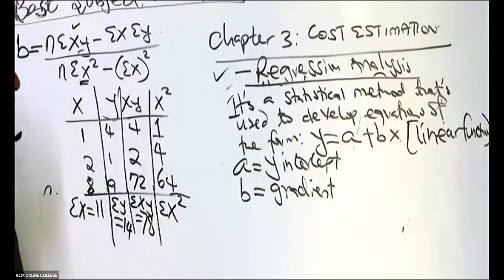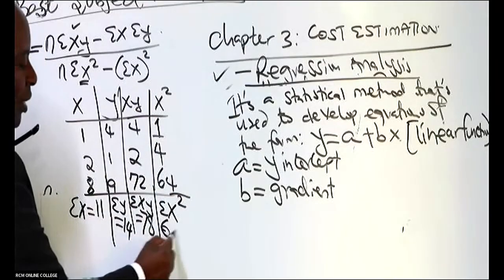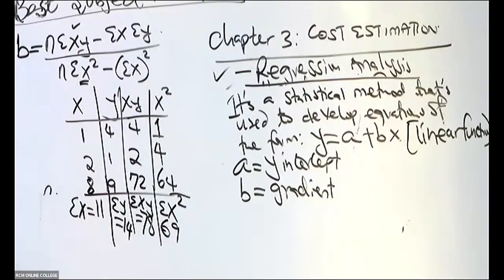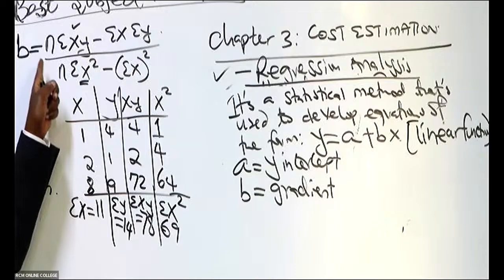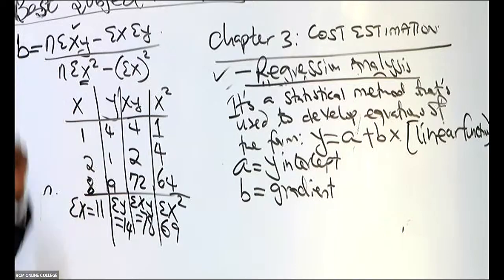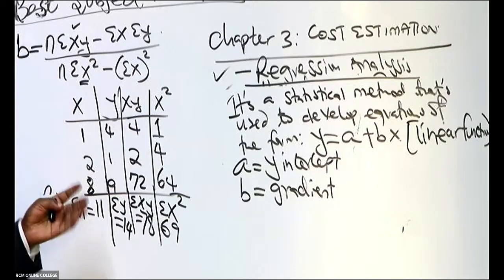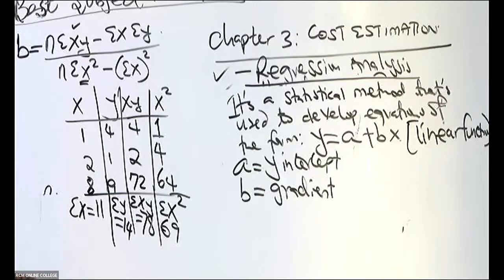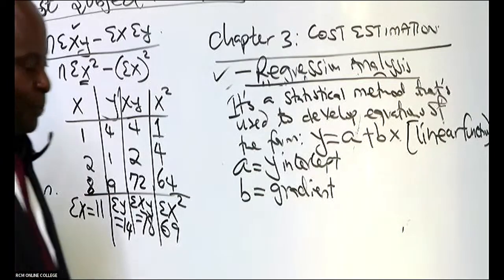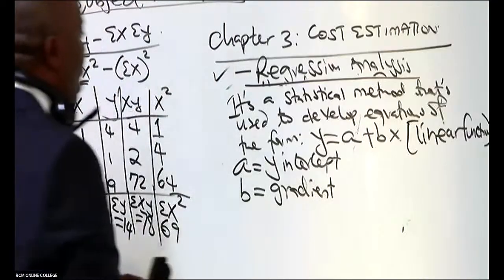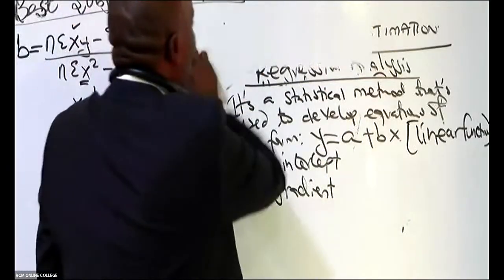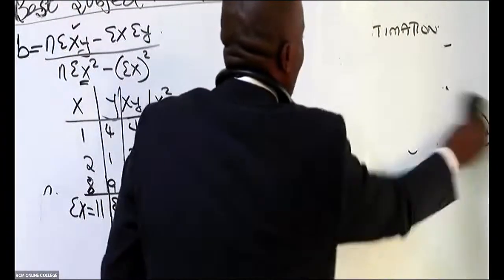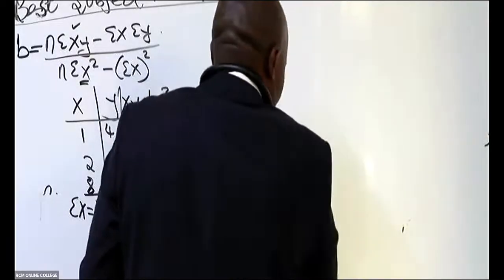69. So then, having gotten all these 4 sigmas, go and plug them in to be able to get the value of B. Now you have everything. I will give you 1 minute. You try substituting, and then you will be able to advise.